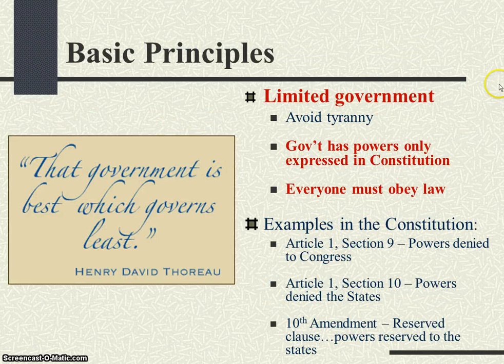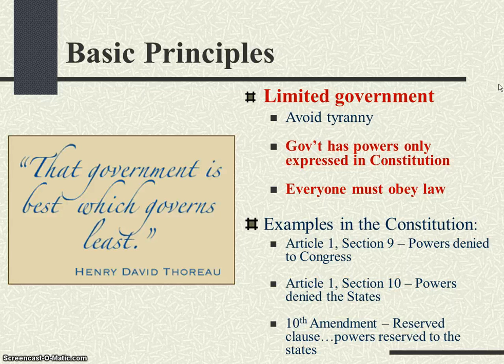Okay, the next principle here is limited government. You're trying to avoid tyranny. Remember, you fought a revolutionary war over a government that was too powerful. So your government only has the powers that are expressed in the Constitution, and everyone must obey the law. Just because you're the president or a senator doesn't mean you can go off and, let's say, rob a bank and say, oh, but I'm the president, I can do that. Everyone must obey the law, and laws apply to everyone.